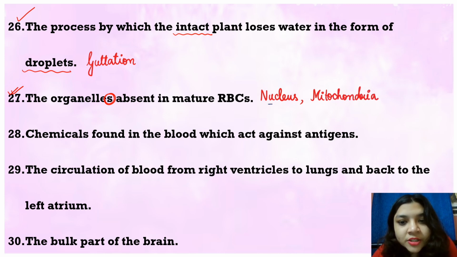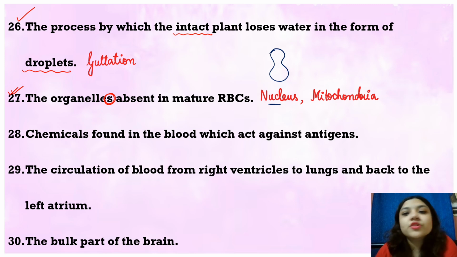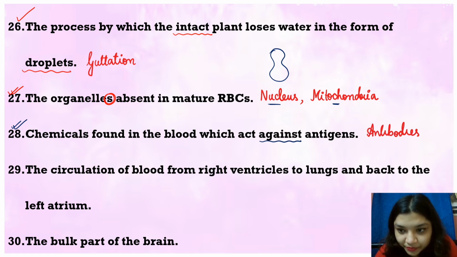Now, why is the nucleus not present? Because the RBC has a biconcave shape like this, right? So the nucleus is absent so that there is enough space available for the oxygen molecules to be accommodated inside with the hemoglobin. And mitochondria is absent because mitochondria itself uses up oxygen for aerobic respiration. So, since the job of RBCs is to transport oxygen and not use it up by itself, mitochondria is also missing. Then chemicals found in the blood which act against antigens, these are antibodies.